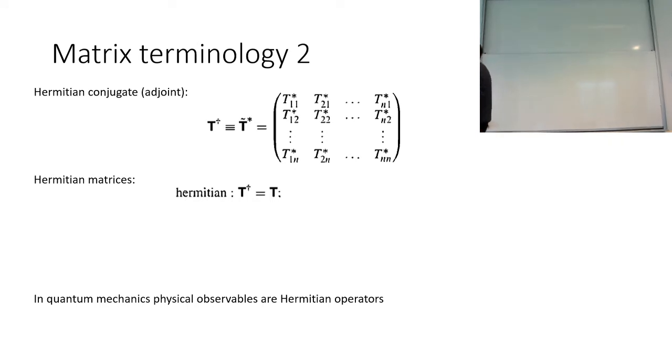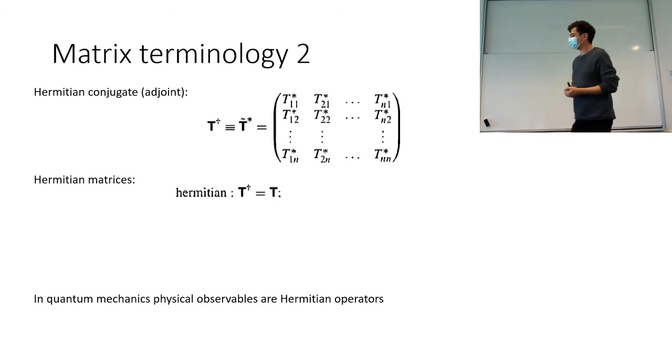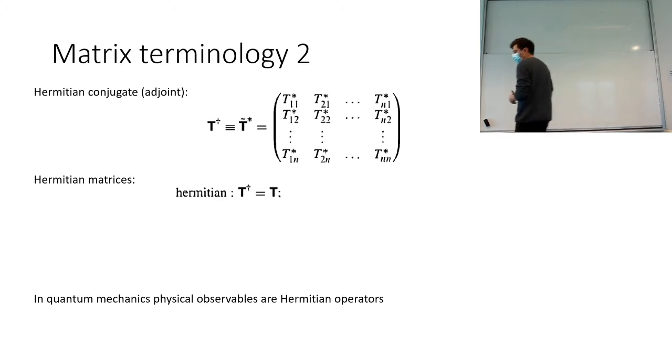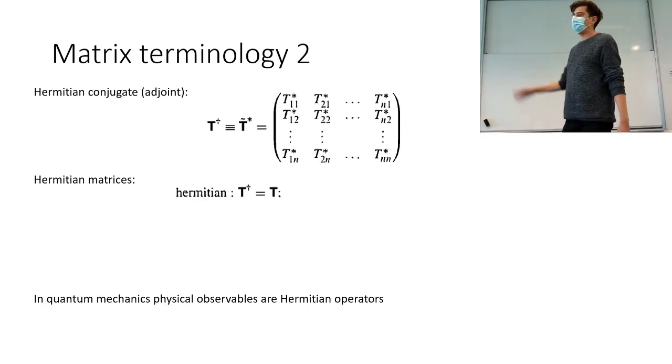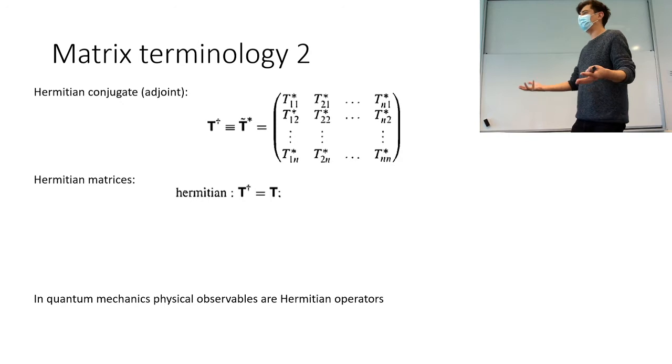And this complex conjugate transpose is denoted by the symbol which is a dagger. And this dagger, if it does nothing to the matrix, it's called Hermitian. Such matrices are actually important in quantum mechanics because it turns out that these are related to actual physical observables.